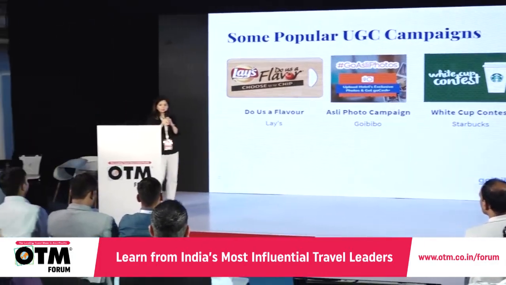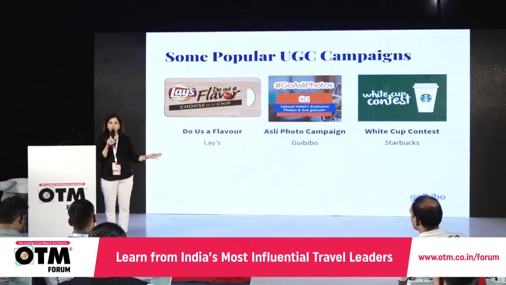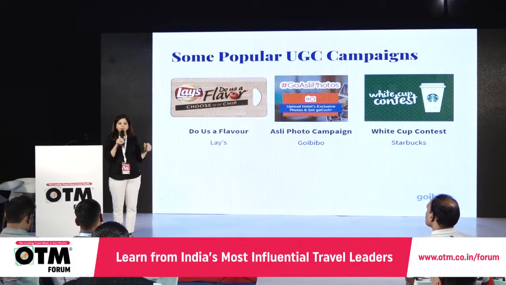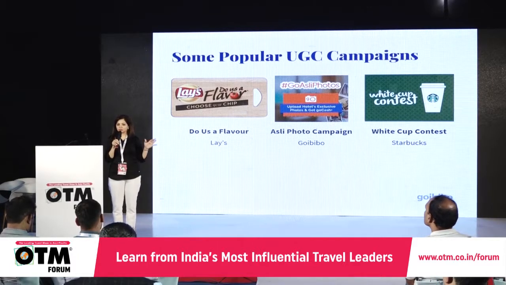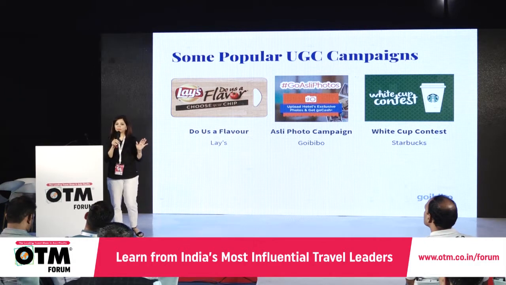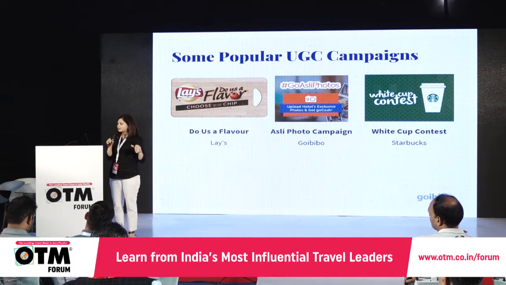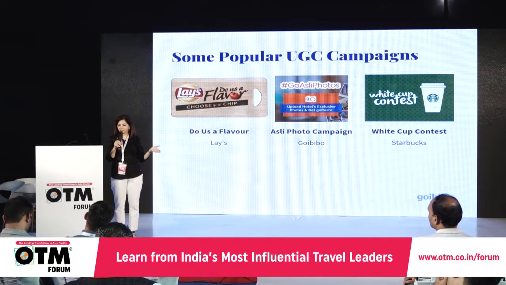So what happened was that millions of people came up with different flavors, and then Lay's shortlisted 4 flavors out of this. These 4 flavors were put on the shelves for people to actually taste. When people could actually buy and taste them, they then opened the voting lines for people to vote for one of the flavors. And there were 14 million votes for the final flavor that won.